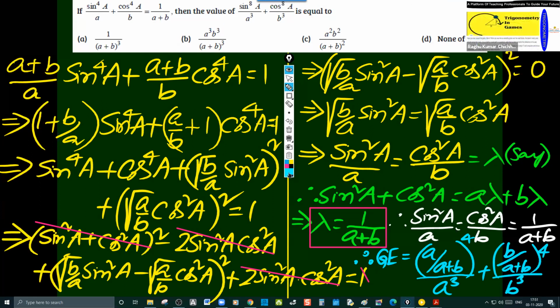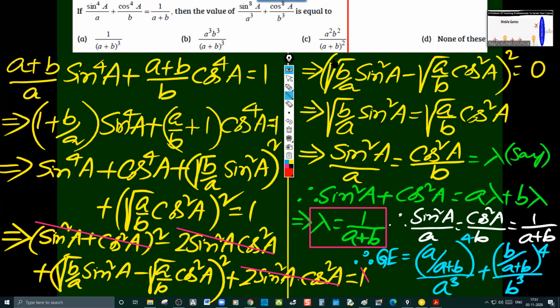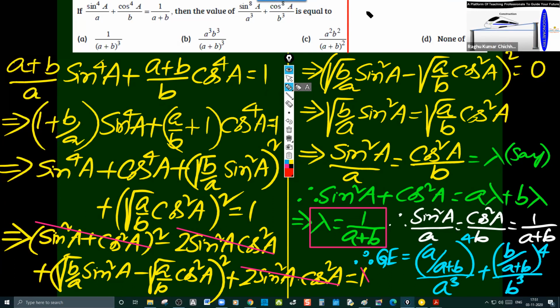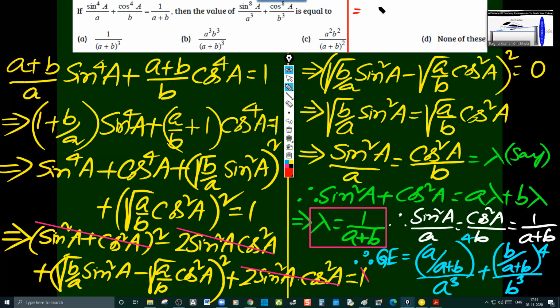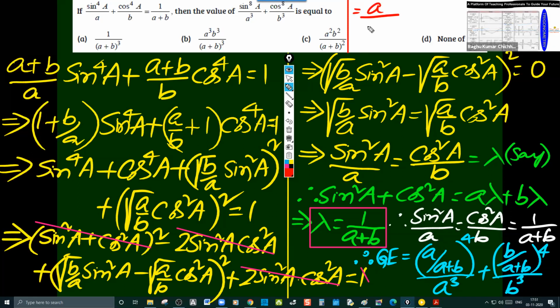Just figure it out. I'm doing it here. I'm taking the space here now. Come on, you tell me what is the remaining now. A power 4 by A cube, A remains, please. Correct or not? A upon A plus B whole power 4.